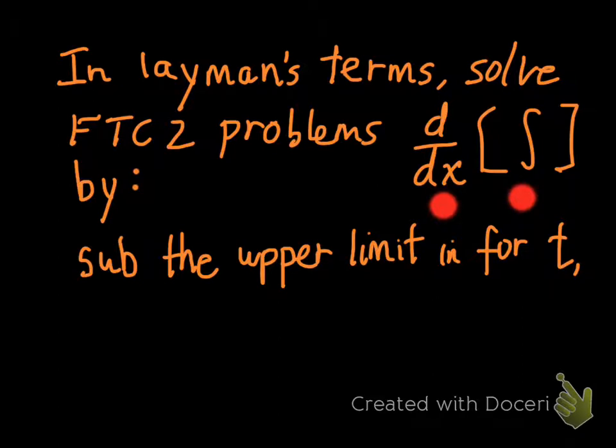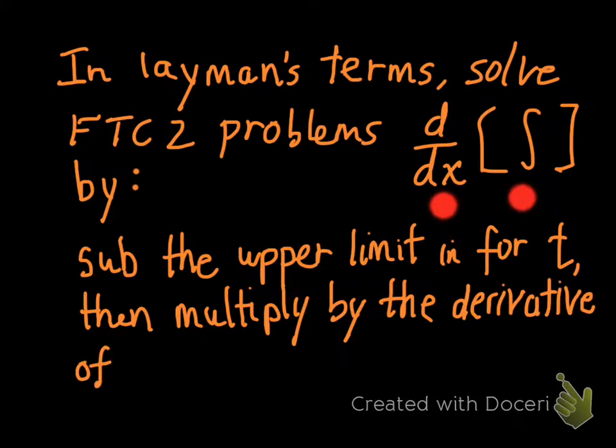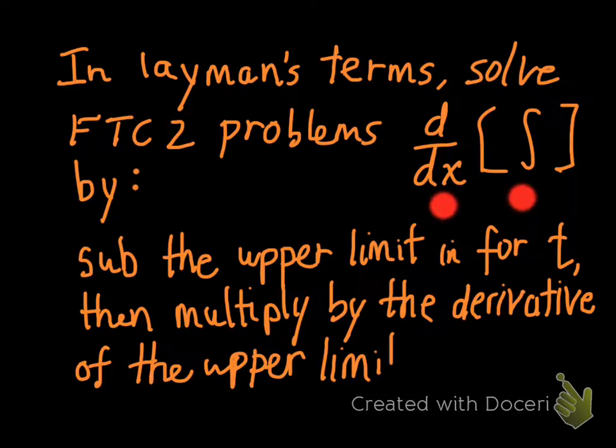And then remember the key here that you need to digest that other students will not. Then you must multiply by the derivative of that upper limit. So sub in the upper limit for t, then multiply by the derivative of the upper limit. That will give you your final answer.